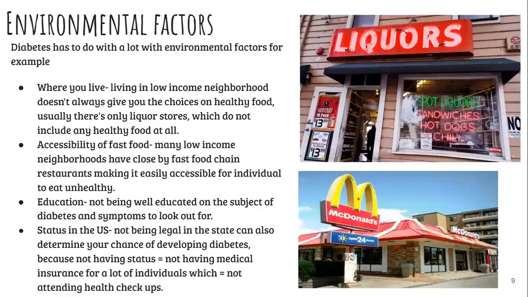Environmental factors. Diabetes has a lot to do with environmental factors, for example, where you live. Living in low-income neighborhoods doesn't always give you the best choices on healthy food. Usually there are only liquor stores, which do not include any healthy food at all. Accessibility of fast food. Many low-income neighborhoods have fast food chain restaurants close by, making it easily accessible for an individual to eat unhealthy.